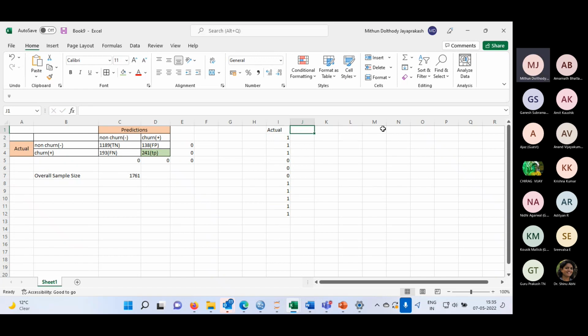Are you able to get this? This is the actual data. Let us say my model, this is the predicted data. Predicted by whom? Logistic regression model. I'm just giving a situation here. Just think of this, right?